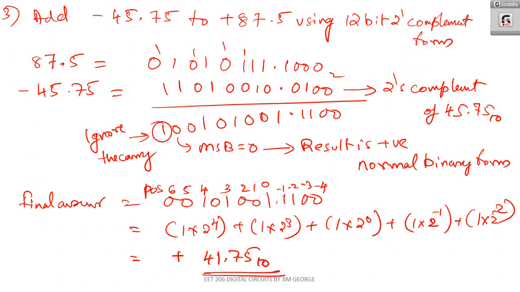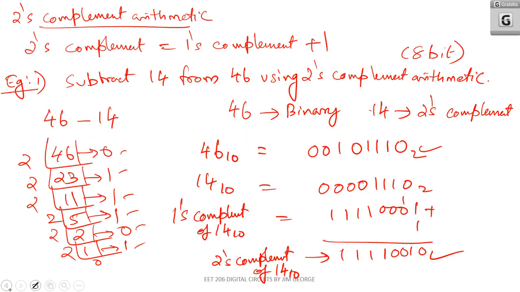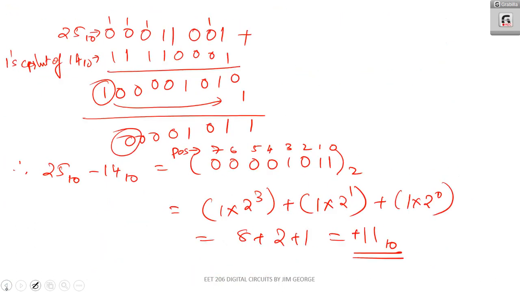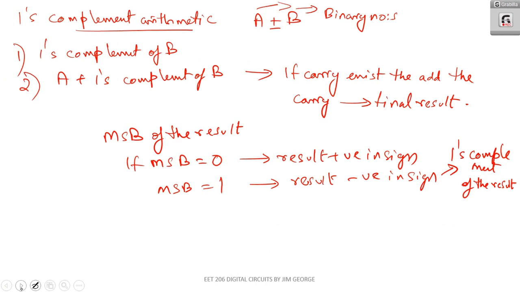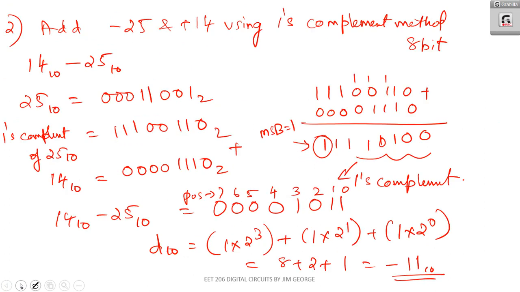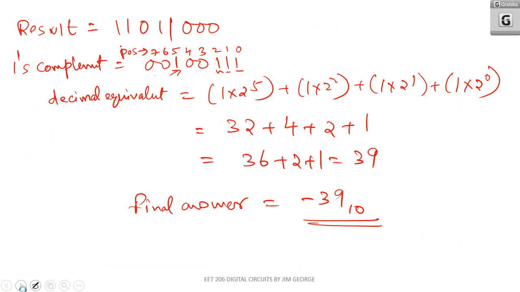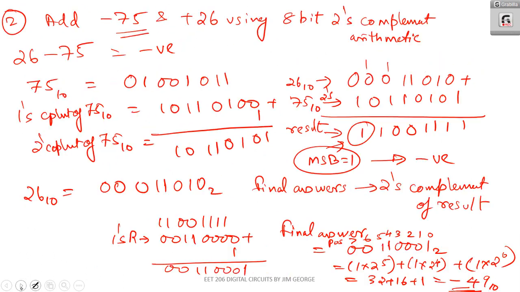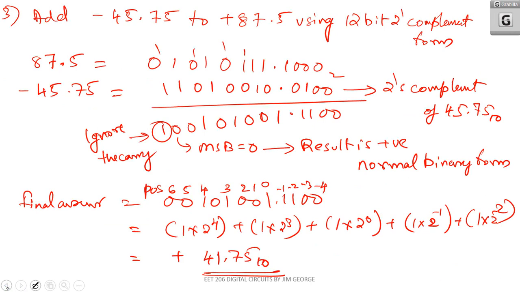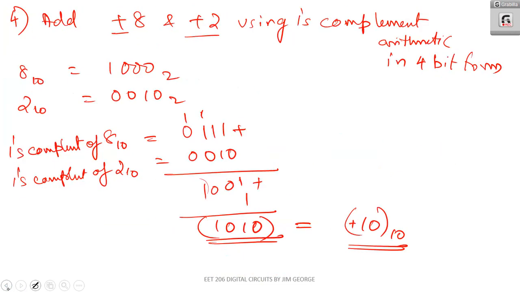Okay. So with that, I am ending the concept of 1's complement and 2's complement addition. So in this lecture, what we have dealt with is 1's complement and 2's complement arithmetic. We have generally dealt with 1's complement arithmetic and how to add and subtract using it. Then we have done 2's complement arithmetic, how to add and subtract using it. Okay. So with that, I am ending lecture number 6.